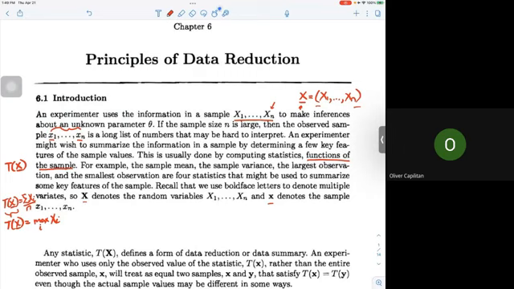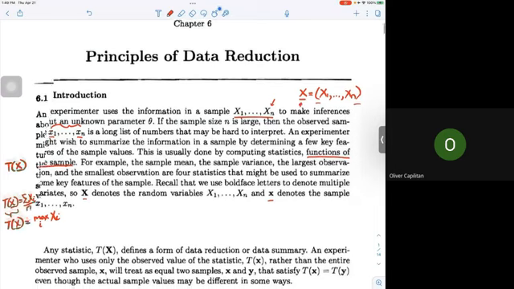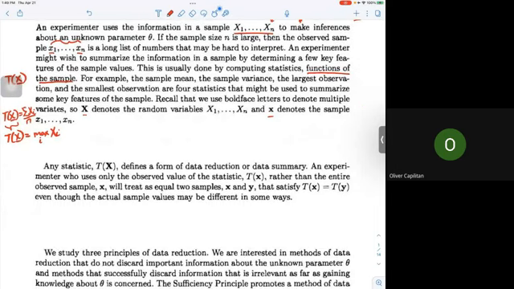I think you have encountered this in chapter 5. So any statistic, T of X, here T is a function of our sample. So it defines now a data reduction or data summary. An experimenter uses only the observed value of the statistic. This is the observed value of the statistic, and this is our statistic, rather than the entire observed sample, bold small x.